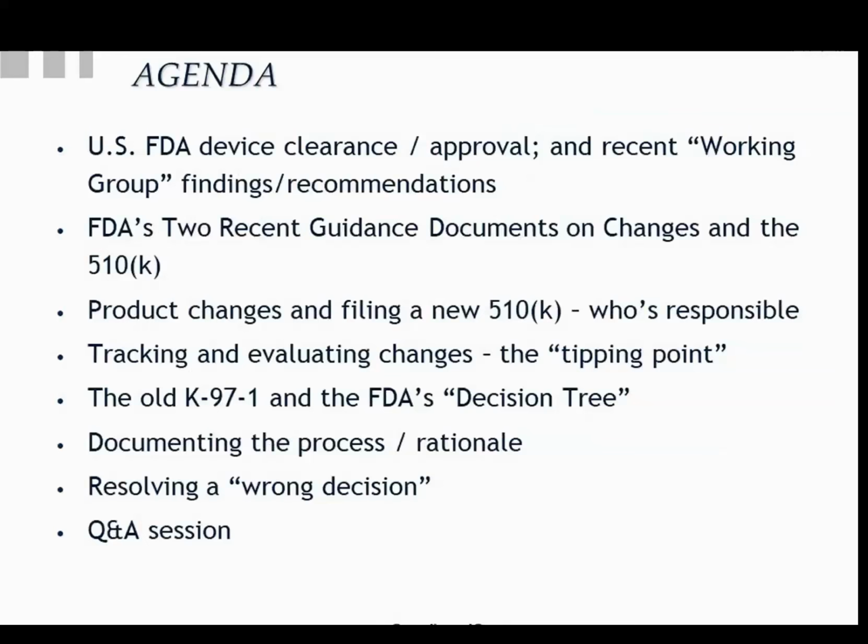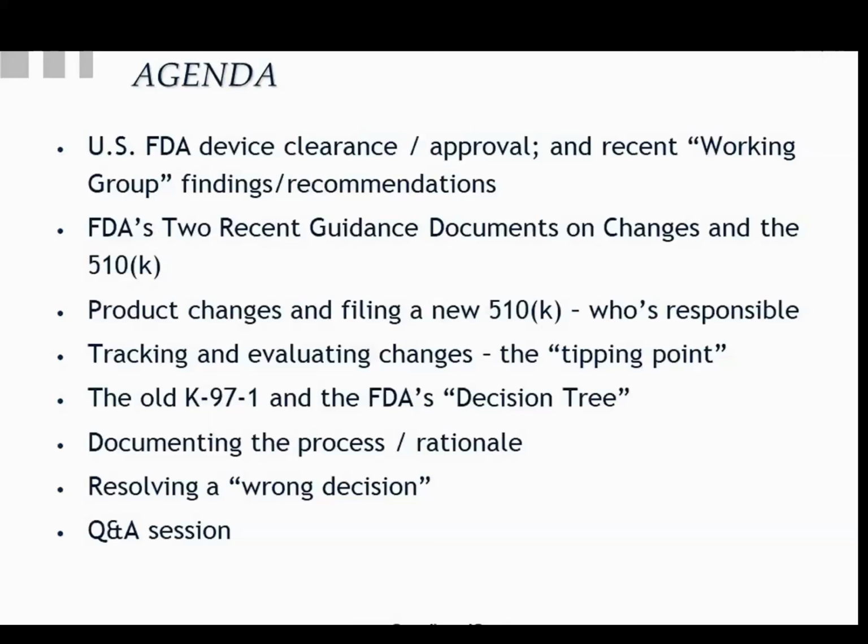And we're going to be talking about changes in the 510K. The key takeaway here is you have to determine whether a change to either the device or the software in the device or firmware is significant, and significant primarily based on patient risk. We'll talk about that as we go through here.